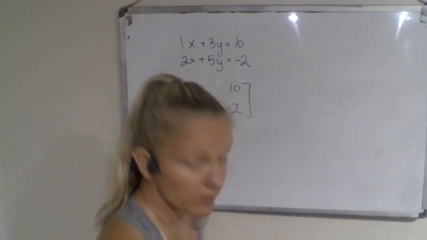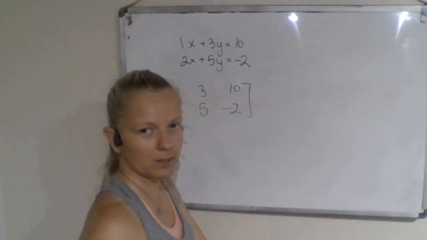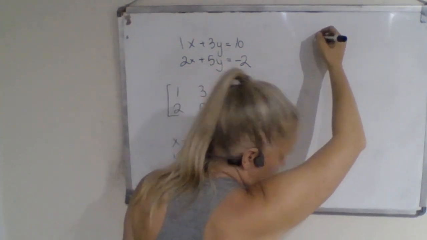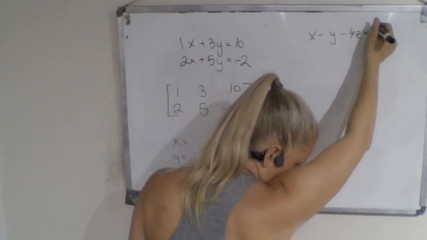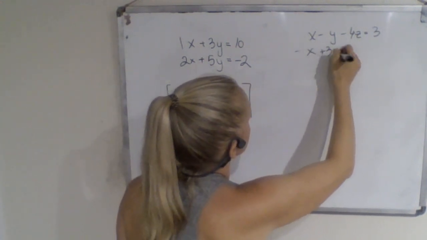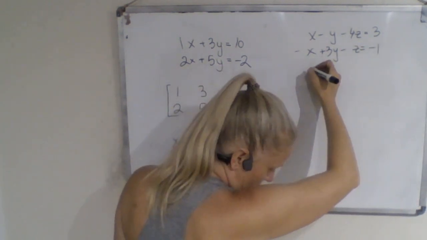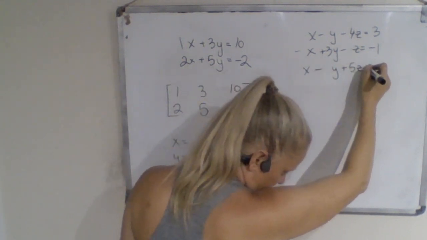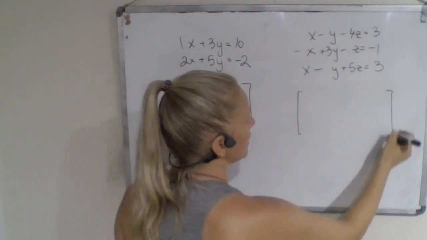I'm actually even going to throw a bone your way, and I'm going to rewrite number 31 in order to pull out the matrix and remind you how it's done. I'm not going to solve 31, but I'm going to write it from the book. X minus y minus 4z equals 3. Negative x plus 3y minus z equals negative 1. And then I have x minus y plus 5z equals 3. I'm going to rewrite as a matrix, only with coefficients.